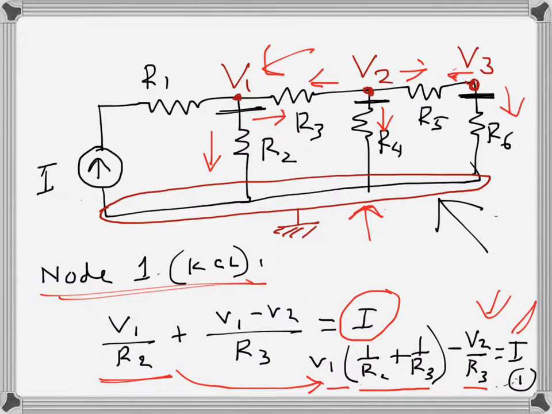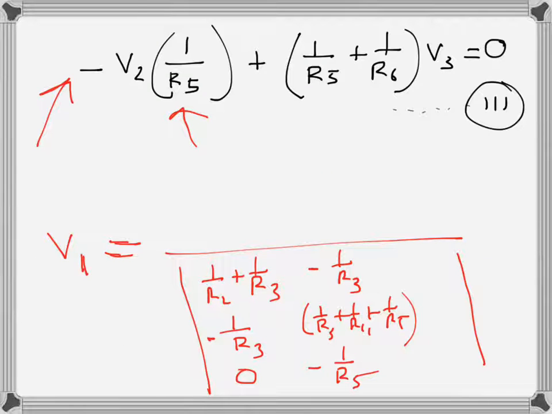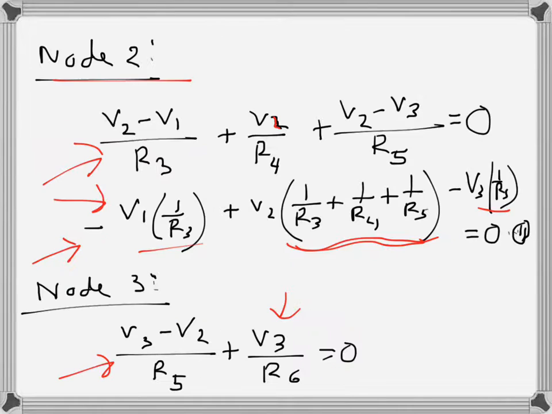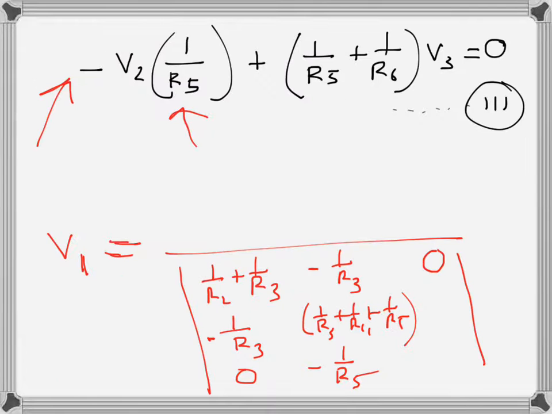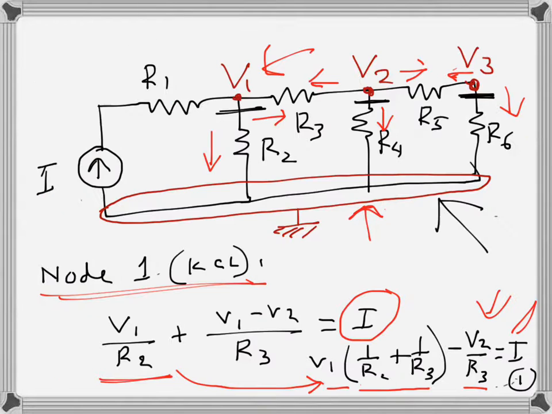And finally the coefficients of V3 in the third column. In the first equation the coefficient is 0, in the second equation it is minus 1 over R5, and in the third equation it is 1 over R5 plus 1 over R6. So these are the three columns, and we can see a pattern actually if we look back in the circuit.